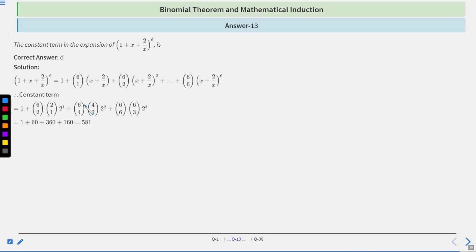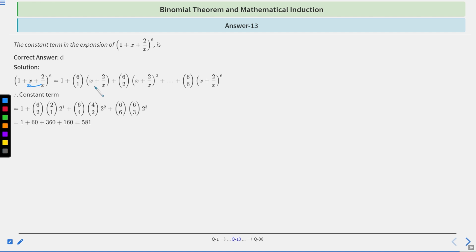Okay. See the constant term in this expression. This expression can be written as 1 plus 6c1 into x plus 2 by x, since x plus 2 by x is a single term, right? So it can be written as 1 plus 6c1 into x plus 2 by x plus 6c2 into x plus 2 by x square, till 6c6 x plus 2 by x to the power 6, right? And if we have to find the constant term, we have to put x equal to 1, right? So after putting x equal to 1, we will get 1 plus 6c2 into 2c1, right?